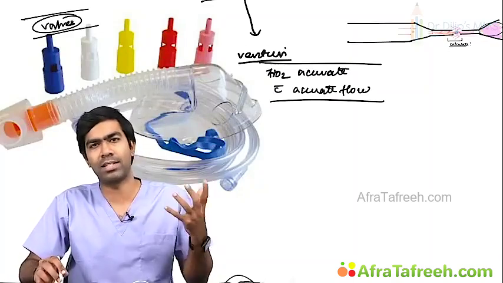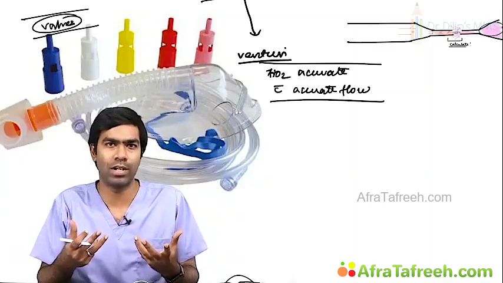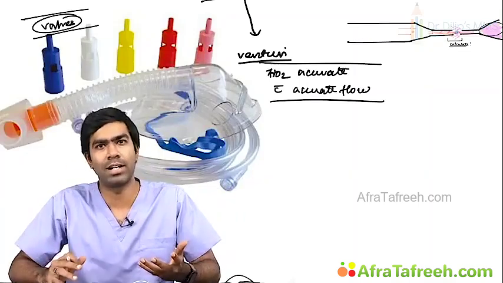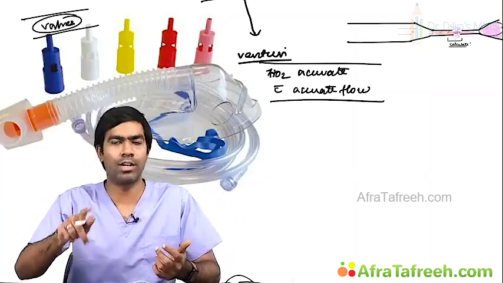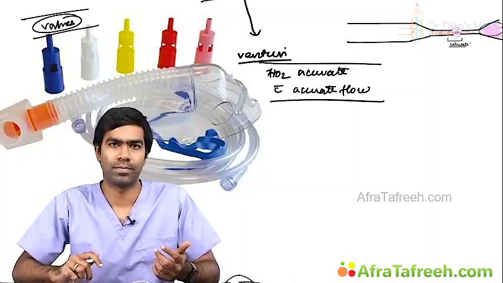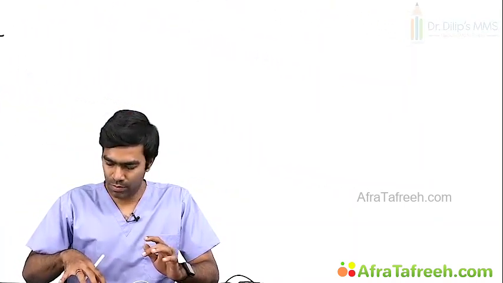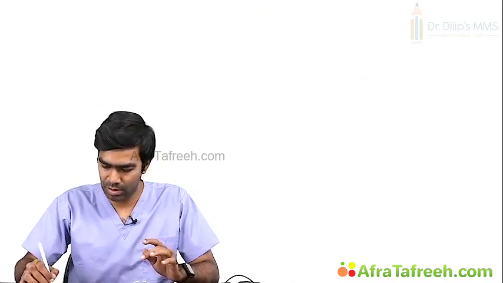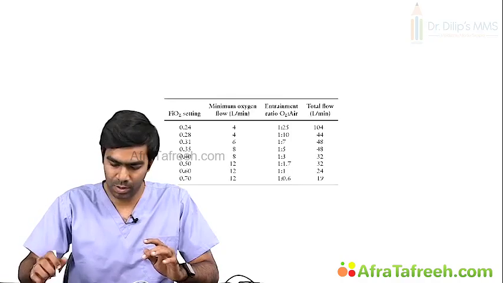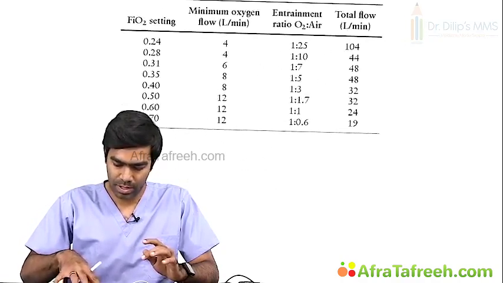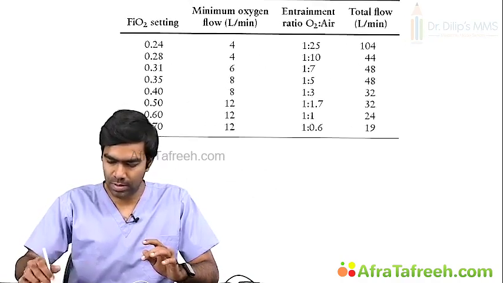In face mask, nasal cannula and all, the atmospheric air is diluting, but we don't know what is reaching the patient ultimately. But here, we clearly know what the patient is going to get. And it's a high flow device. Let us see how it's a high flow. For this, let me load a table that will help you to understand better. You can see this table here.